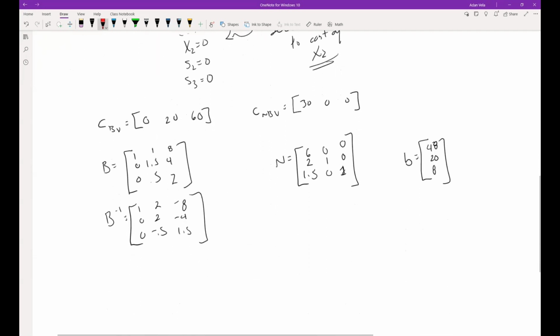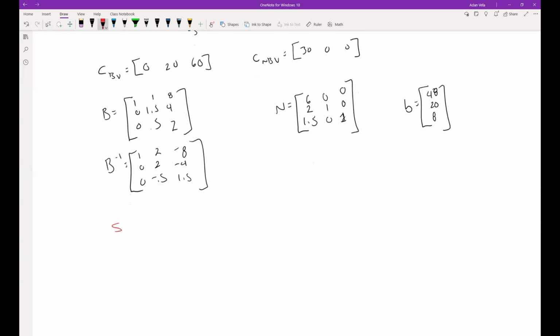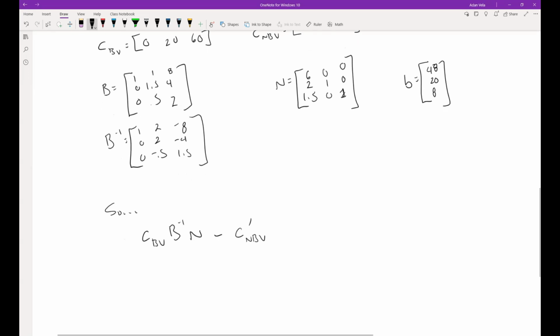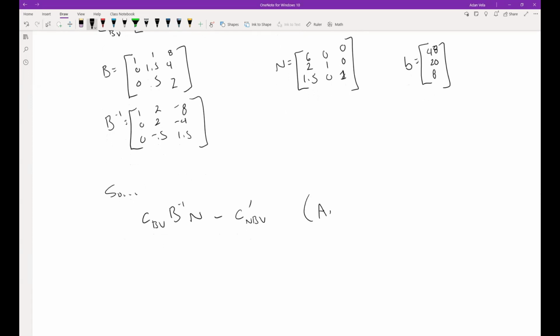Okay, so again, we want to look at row 0. The equation that we're going to use is CBV times B inverse N minus, and normally we would use CNBV, but we're going to adjust it. Now we're going to use CNBV prime, and we want to see when this equation ends up being negative. So we're looking for any negative values.